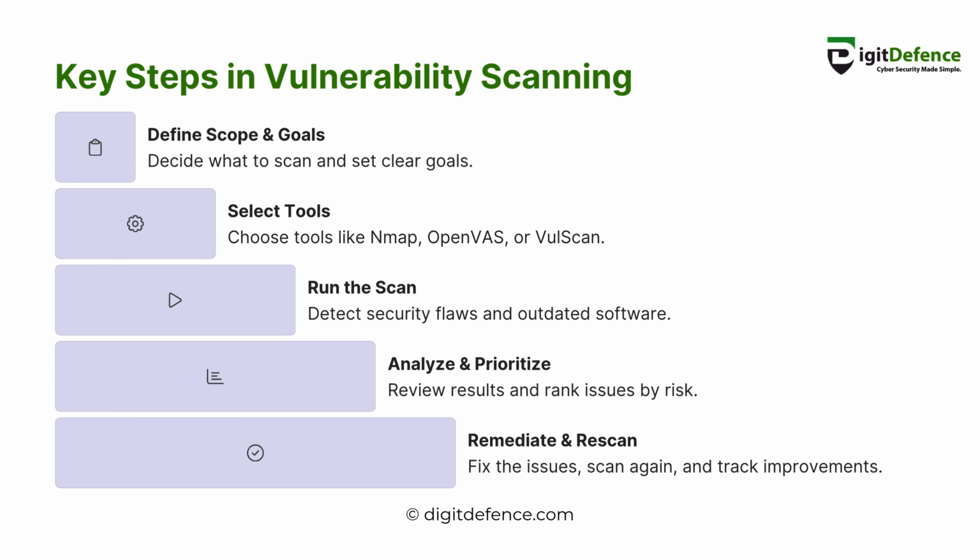Vulnerability scanning involves these key steps. First, decide what systems and networks to scan and set clear goals. Next, choose the right scanning tools like Nmap or OpenVAS. Then, run the scan to find security problems. After that, analyze the results and prioritize issues by risk level. Finally, fix the problems, run another scan to confirm, and track your improvements. This process helps keep your business safe by finding and fixing weaknesses early.